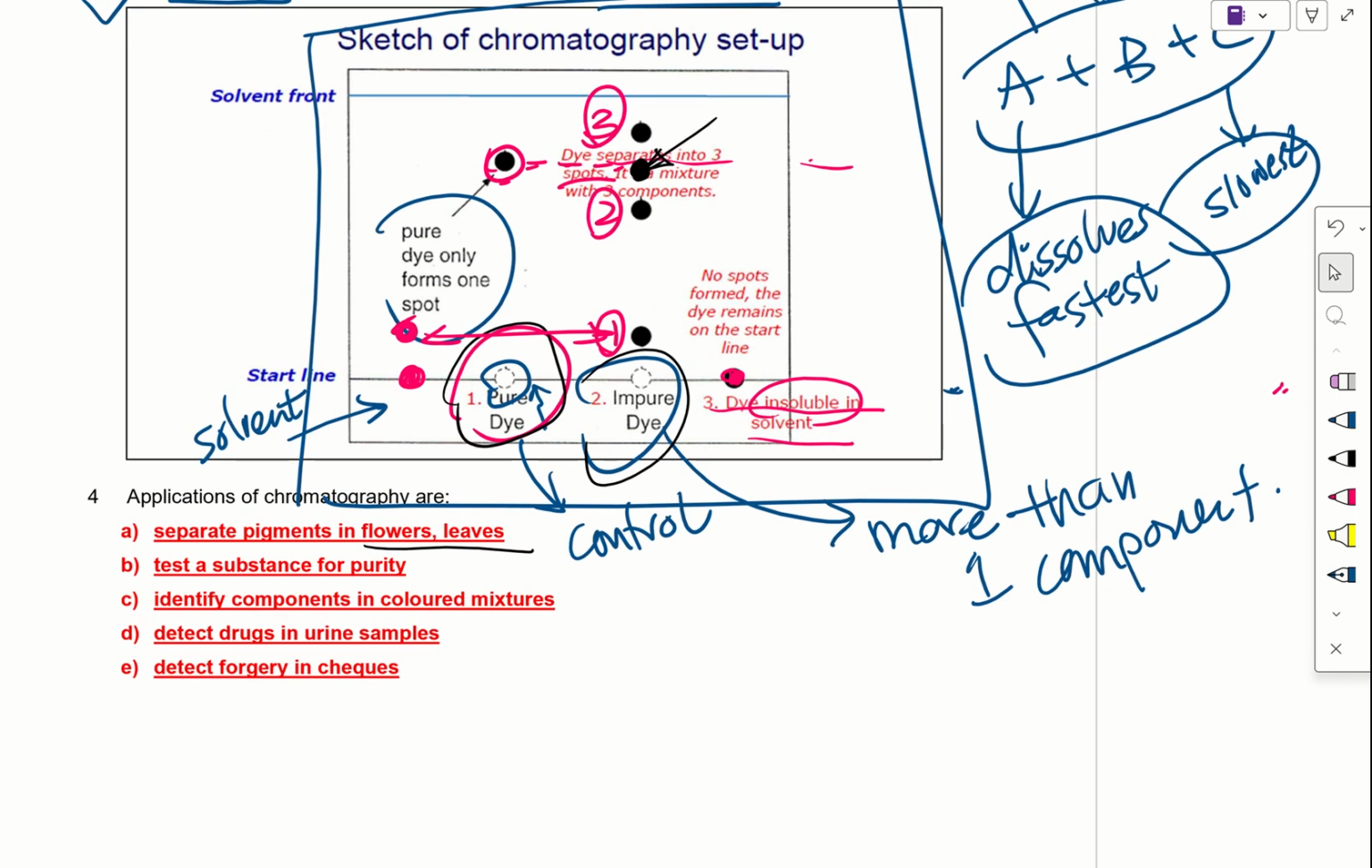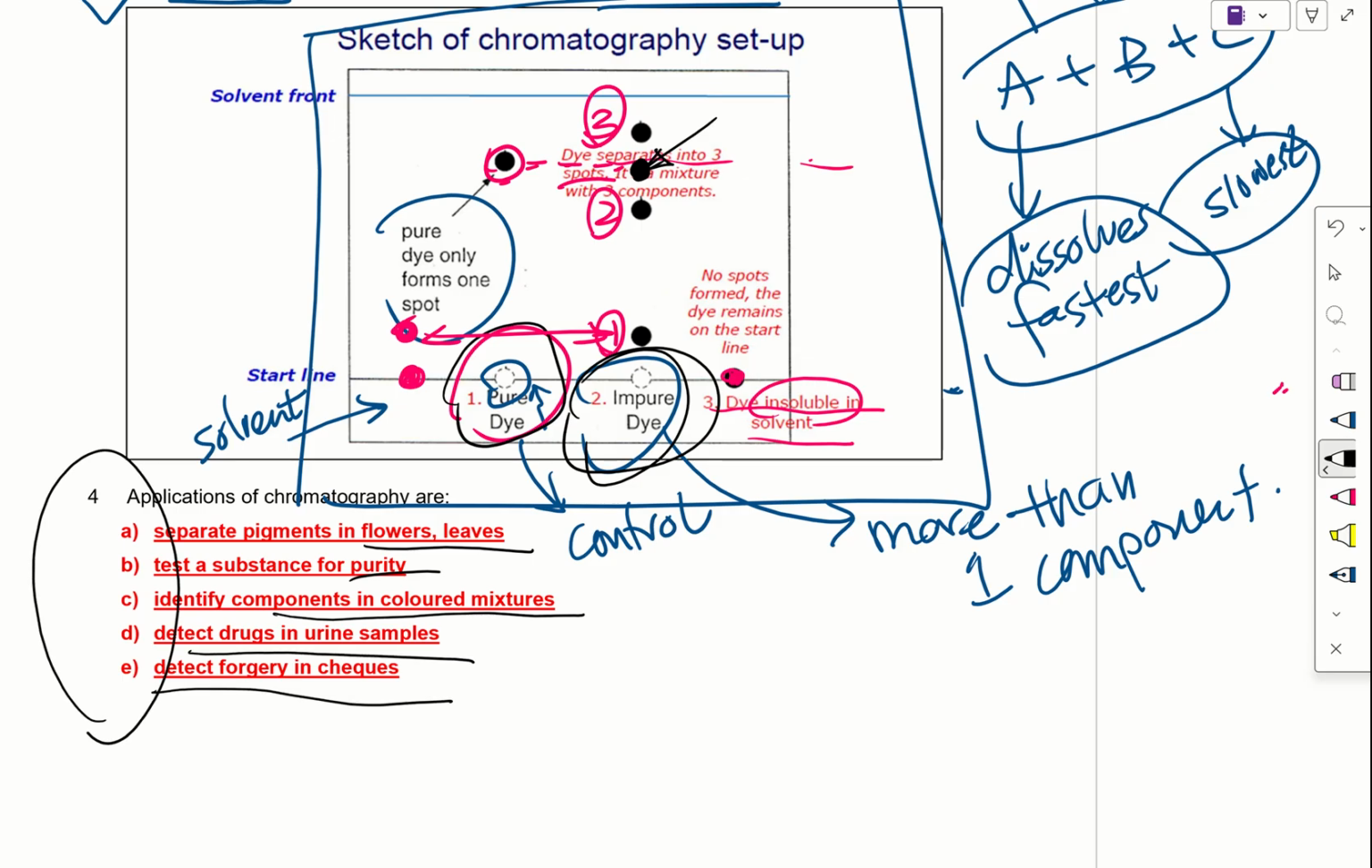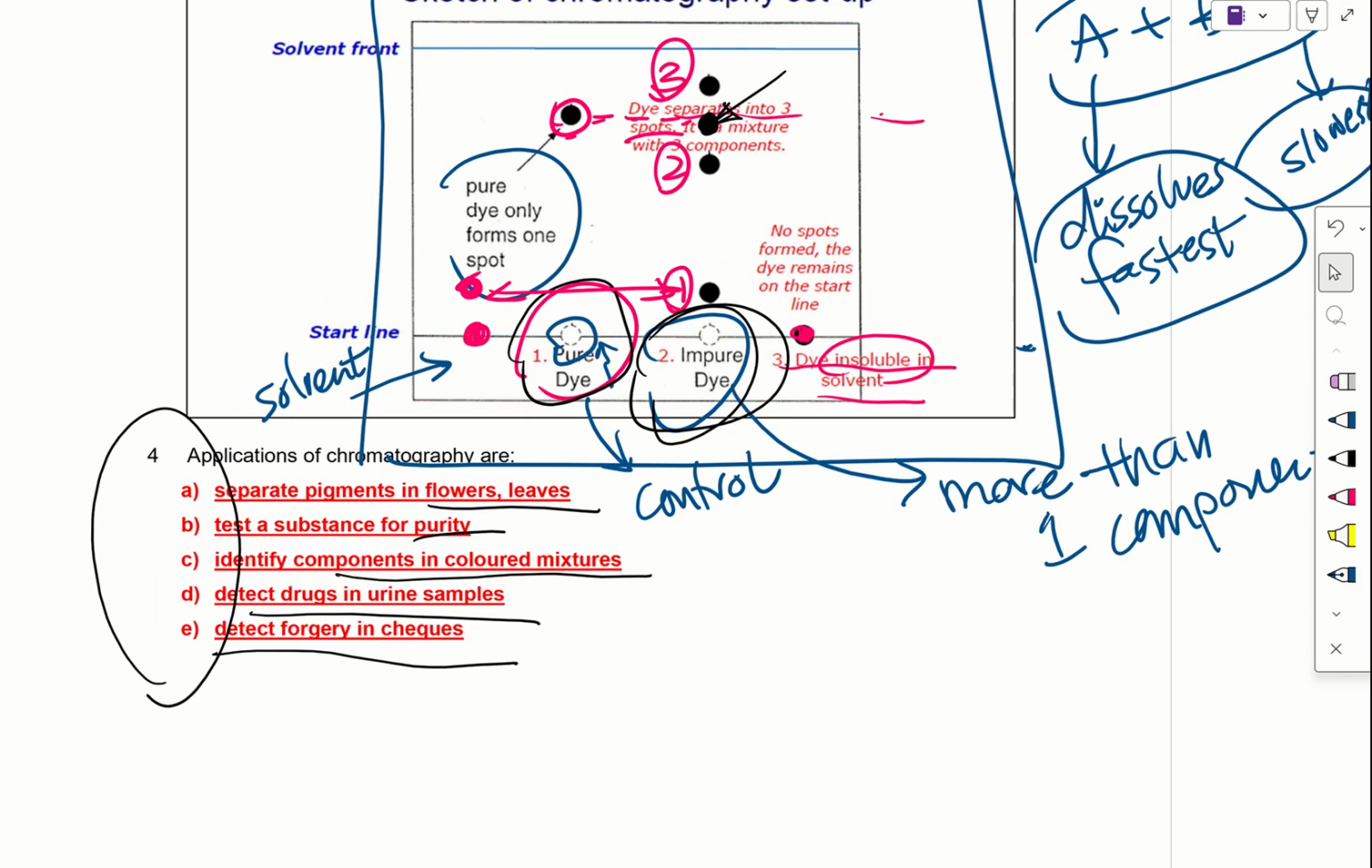We can test a substance for purity. For example, the impure dye, we know that it's not pure. We can identify components in a colored mixture, detect drugs in urine samples, and detect forgery in checks. So all these are the applications, so it's good that you memorize them.